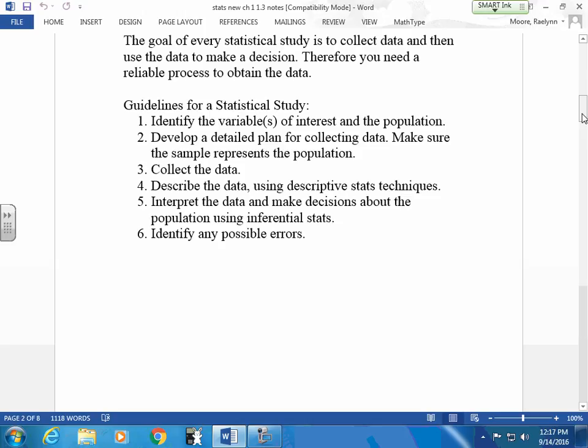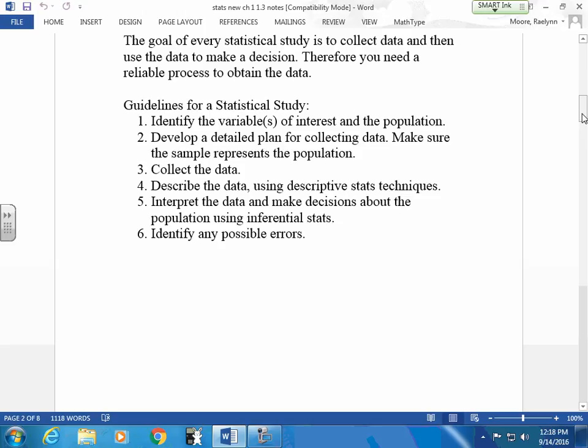They don't go into graphs, but they say describe your data using statistic techniques. This is the graphing part. Interpret your data. Same thing here. Interpret your data. Draw conclusions. Make decisions based on that. And again, identify possible errors.